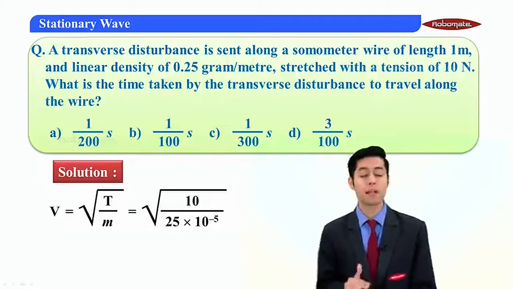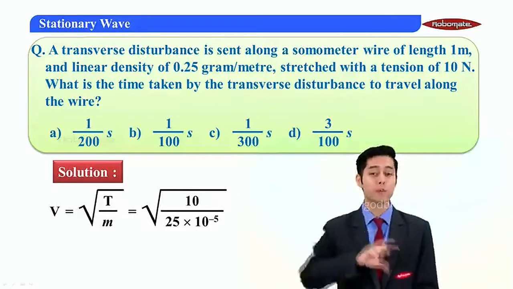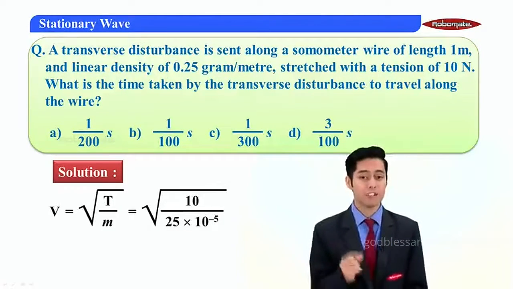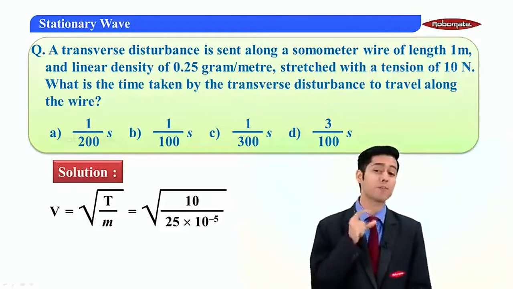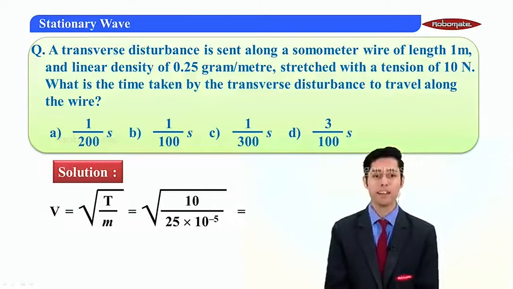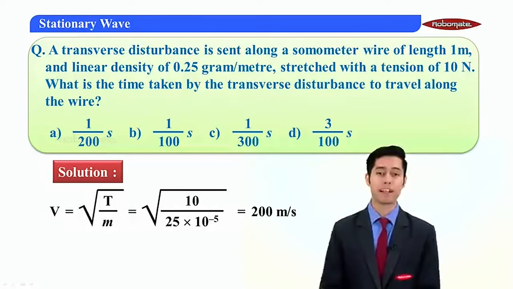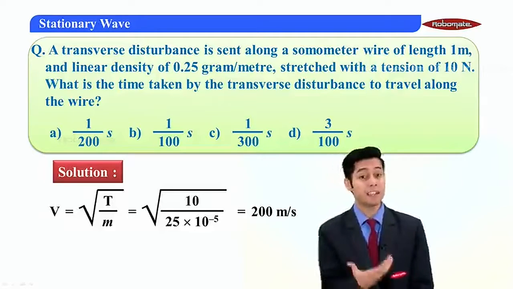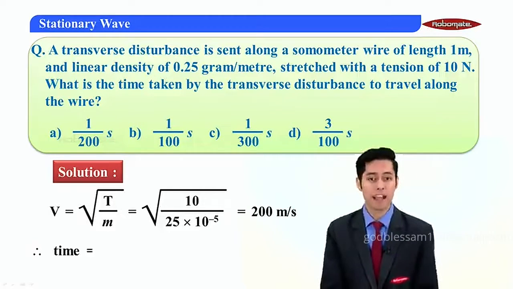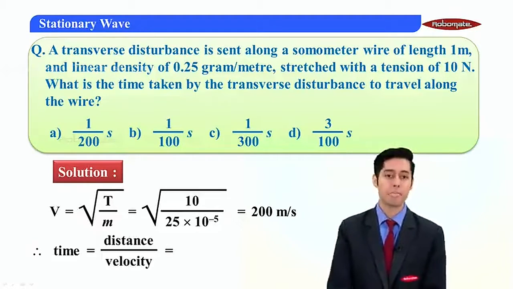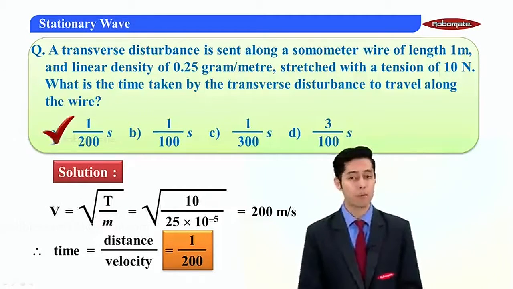That is why it will be multiplied by 10 to the power minus 3, and since it was 0.25, by converting into 25, it is 10 raised to minus 2 extra. So 10 to the power minus 5 will come out by the multiplication of 10 to the power minus 3 multiplied by 10 to the power minus 2. So you got this velocity, which finally comes out to be 200 meters per second. Now what is the question that you need to determine? I need to determine the time taken by the transverse disturbance to travel along the wire. The time taken will be given by the distance divided by the velocity. The distance is 1 meter, the velocity is 200, so 1 upon 200 is the correct option, that is option A.